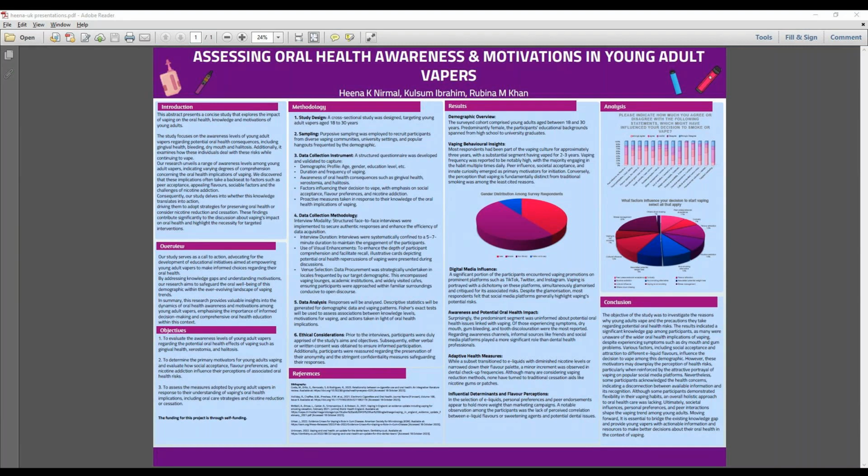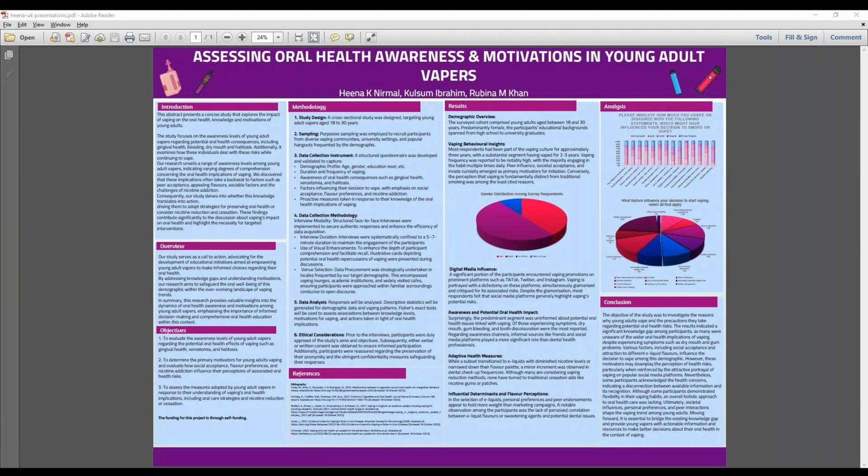To analyze our data, we looked at the responses, generating descriptive statistics for demographics and vaping patterns. We'll use Fisher's exact tests to assess associations between knowledge, motivations, and actions related to oral health. In terms of ethical considerations, participants were informed about the study's purpose and gave verbal or written consent. We assured them of anonymity and the confidentiality of their responses.